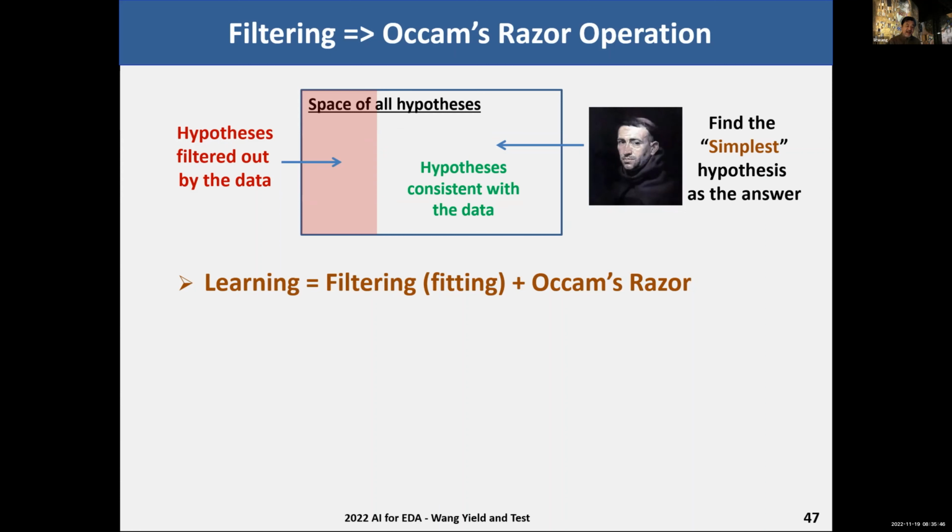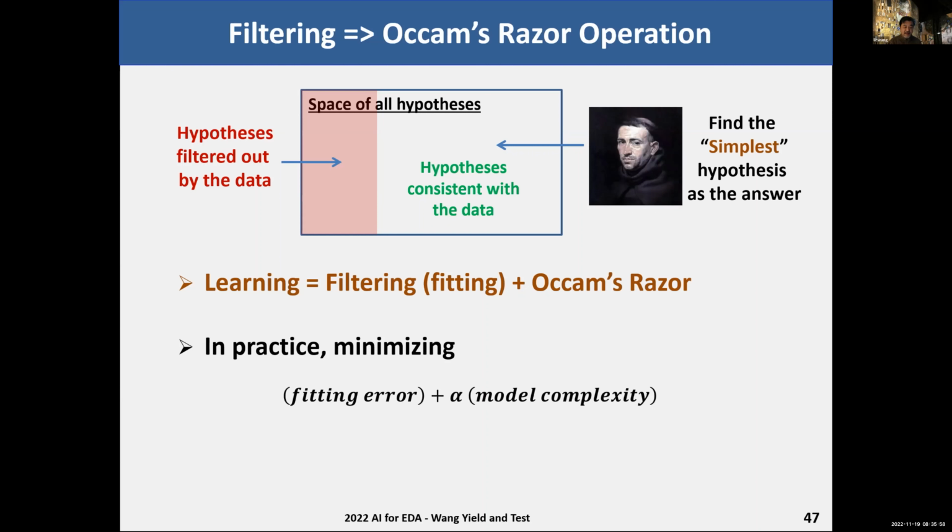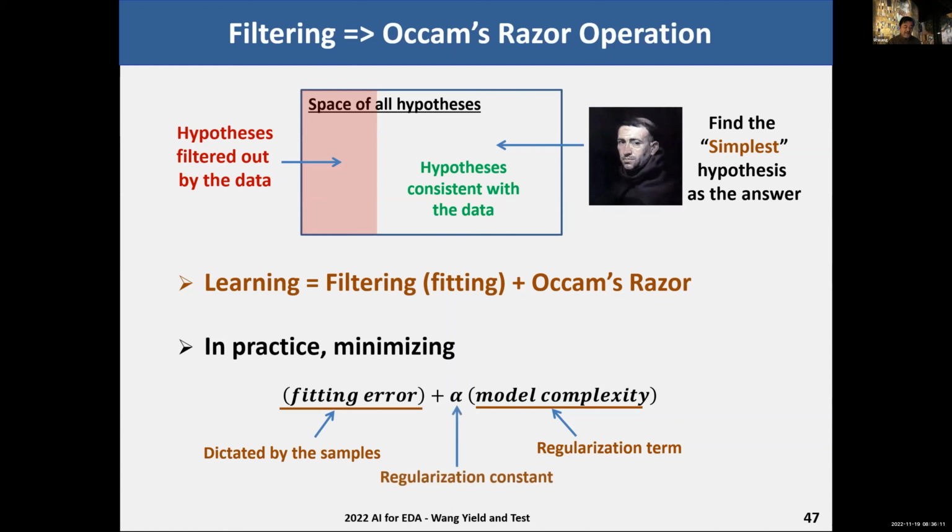And if we translate this view into practice, that's why we probably observe many times that what learning does can be captured by a minimization problem of these two terms. One is the fitting error, the other is the model complexity. The fitting error is determined by the sample. The model complexity, usually we also call it a regularization term. And the alpha here is to balance the trade-off between the two, and is called the regularization constant.